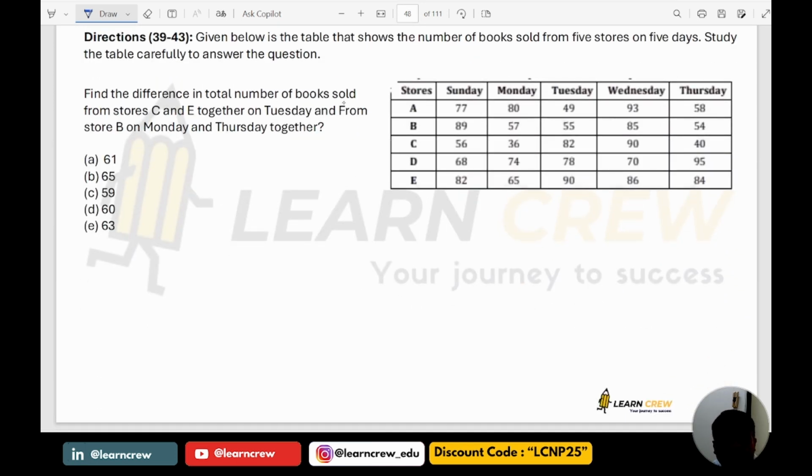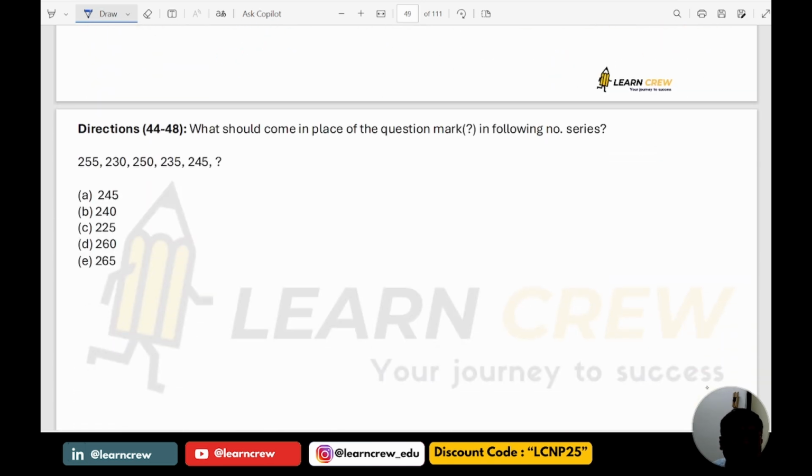find the difference in total number of books sold from C and E together on Tuesday and from store B on Monday and Thursday together. So C and E together on Tuesday, how much? 82 plus 90, 172. And B on Monday and Thursday together, how much is it? 57 plus 54, which is 111. What is the difference of these two? 61. So the answer is 61.